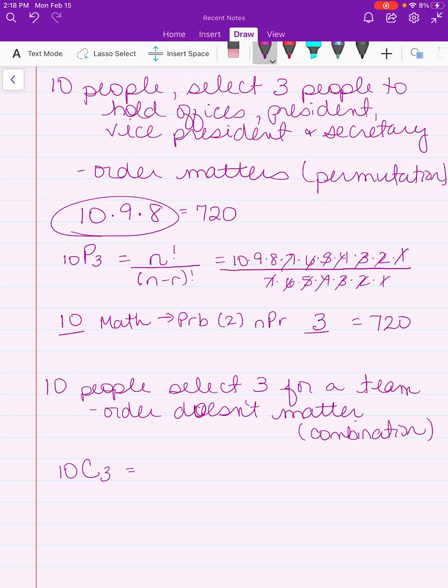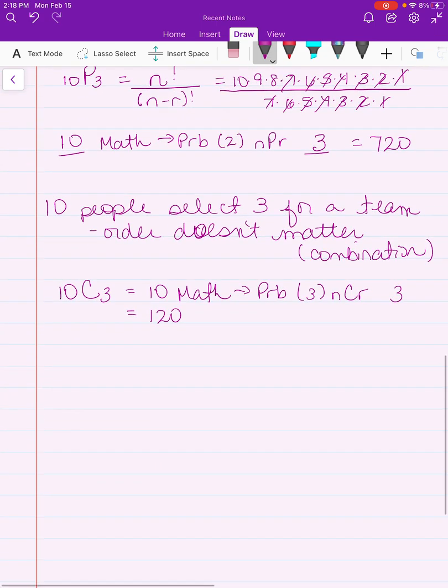So if we do 10, and we do math, go over to PRB, select number 3, which is nCr, and then choose 3, we only get 120. So if you ask yourself, why is it so different, 720 versus 120? Well, the reason is because if I choose 3 people, I can arrange them in 6 different ways. Those same 3 people can be arranged in 6 different ways.